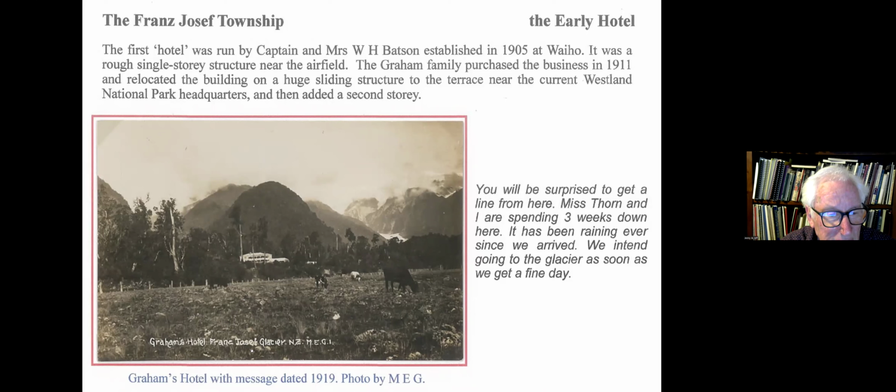This particular postcard has got MEG1. No one knew who MEG was until I did quite a bit of work on finding it out. It's for Margaret Graham, who was one of the sisters of the Graham brothers. The Graham brothers were primarily guides, but also ran the hotel and the post office. You can see as a note over here, it's been raining here ever since we arrived, and we intend to go to the Glaciers as soon as we get a fine day, which doesn't happen terribly often.